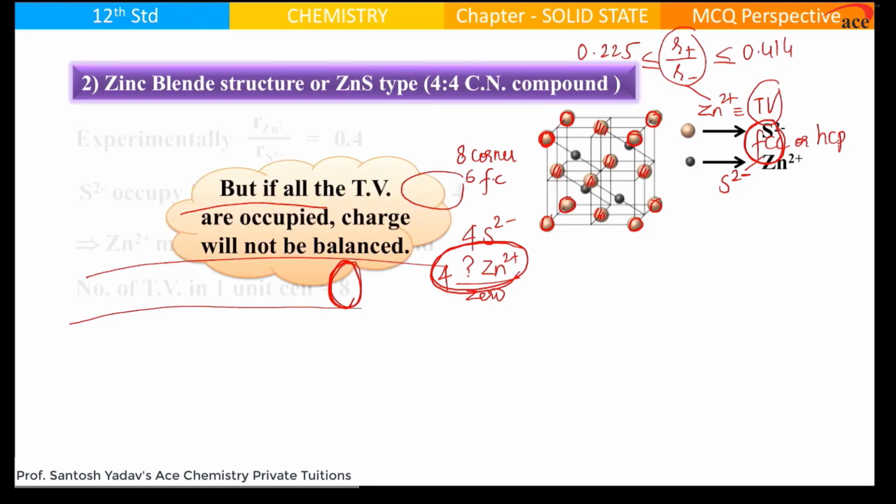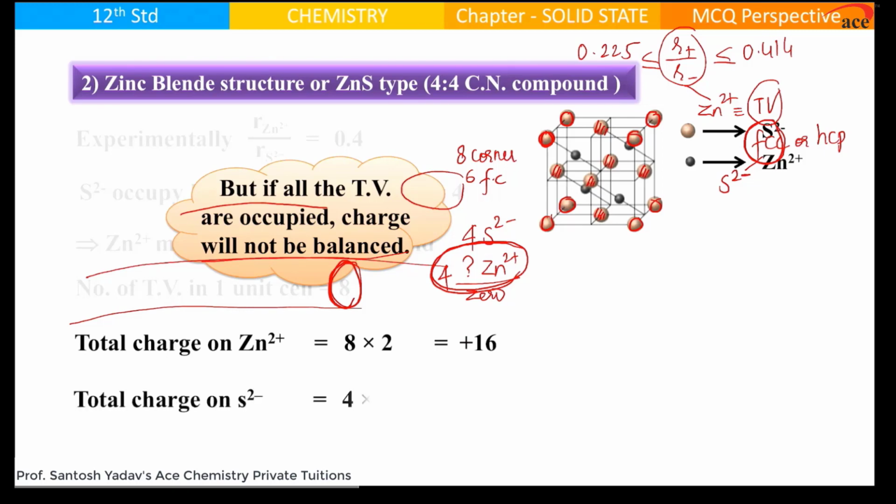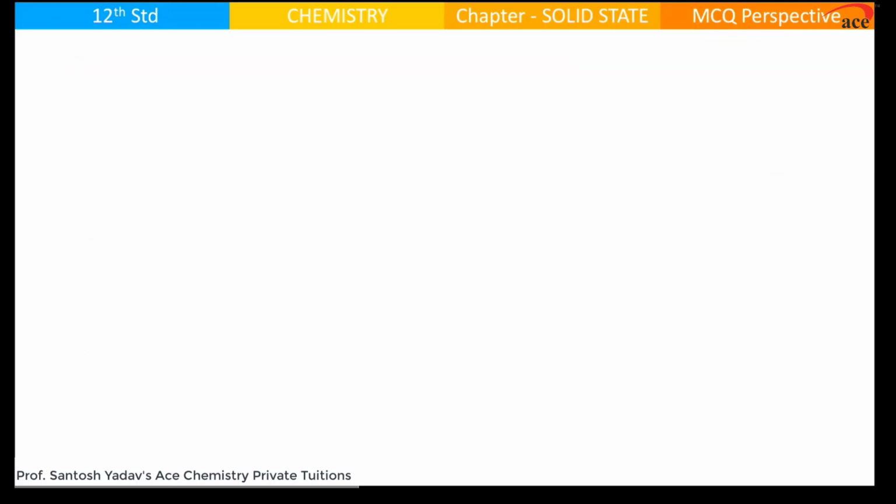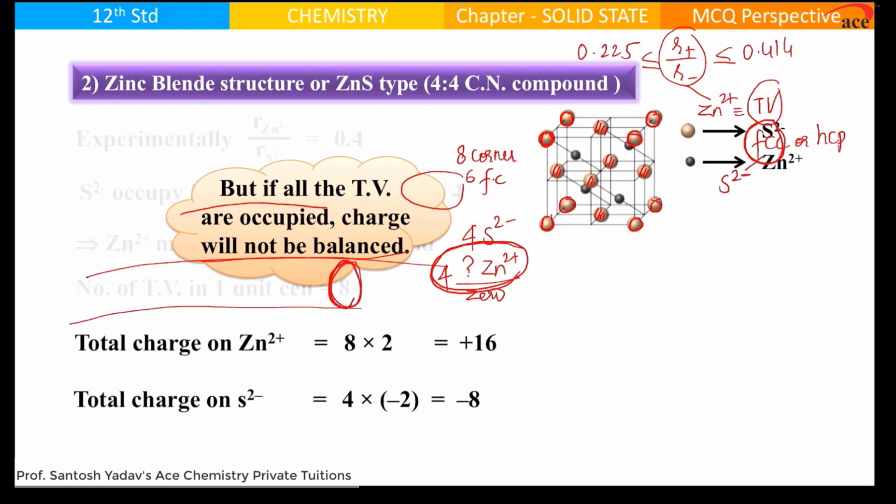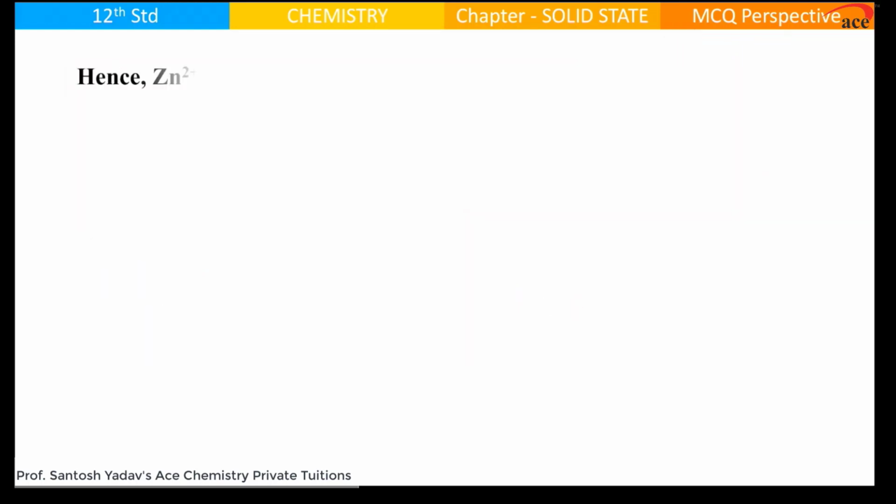That means if all tetrahedral voids are occupied, the charge will not be balanced. The total charge on zinc will be 16, but the total charge on sulfide ions is 8. So, how many zinc ions should be present? The answer is it should correspond to plus 8. That means only 50% of the space should be occupied.